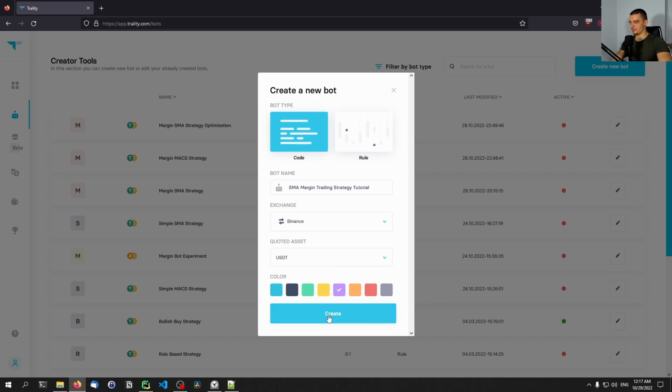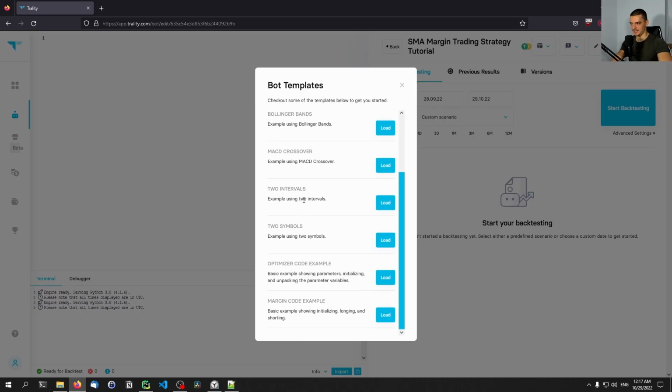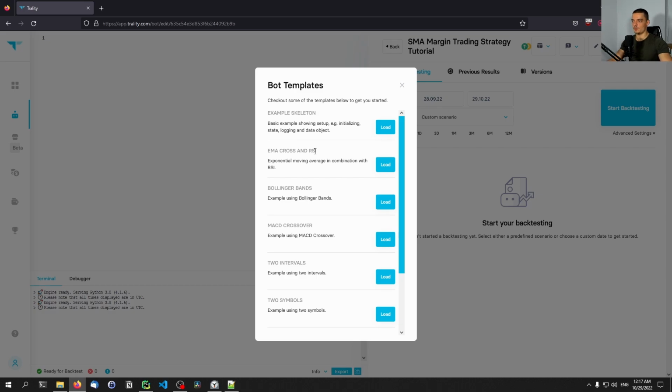I'm going to go with purple color here for the tutorial bot, and then we're going to be offered a couple of templates that we can choose from. So if you want to use a template later on, you can use one. For now, we're going to build everything from scratch.